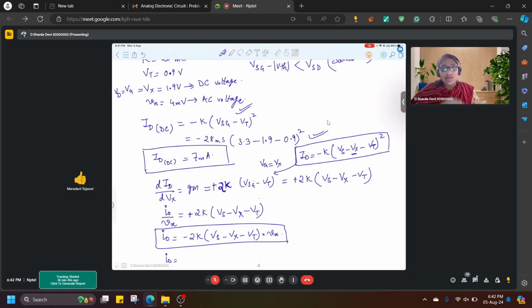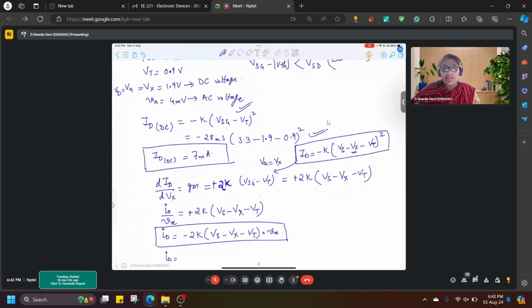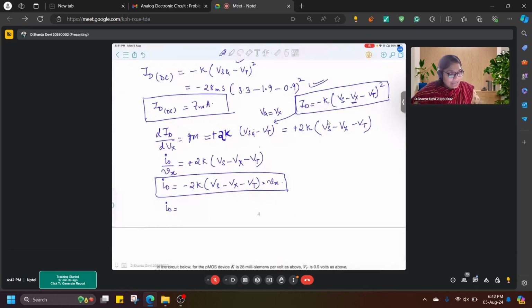Now, derivation of ID with Vg: current upon voltage gives you conductance. And since this is ID by Vg or Vx, we call it transconductance. That's why it is denoted by Gm. So this is the transconductance. Once we differentiate it, we say that a small change in current is denoted by small id, and a small change in voltage is denoted by small v.